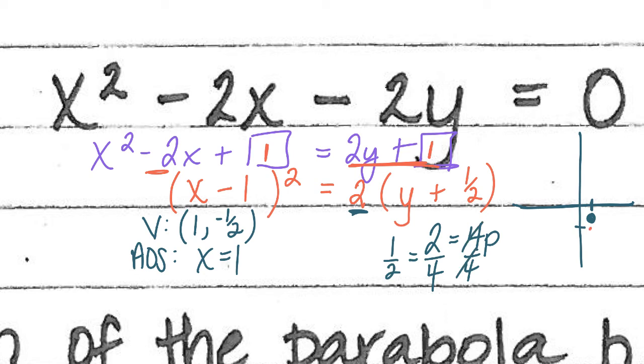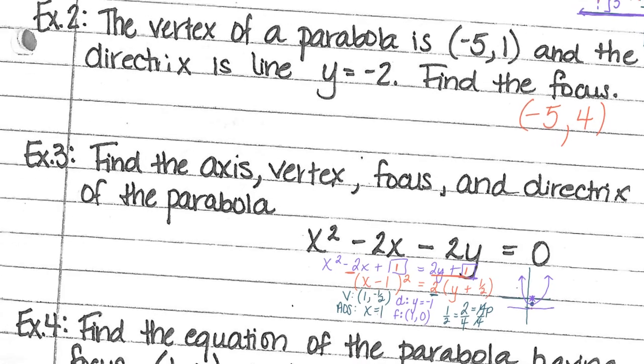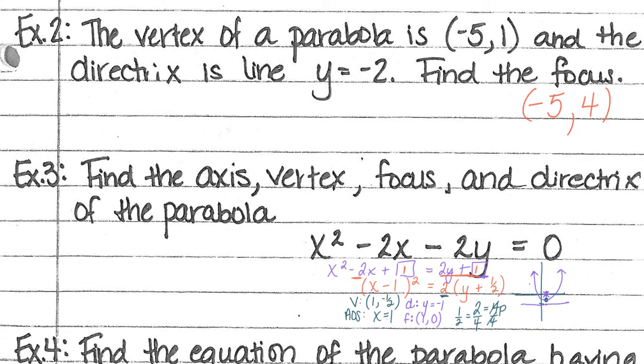So remember, I have to go a half this way and a half this way. And one is my focus and one is my directrix. Because it is a positive, I know my parabola will be graphed as a positive x squared. So this line right here is my directrix at y equals negative 1. And this dot right here is my focus at 1, 0. Let's see if I answered all the questions. Yep, I found the axis of symmetry, the vertex, the focus, and the directrix.